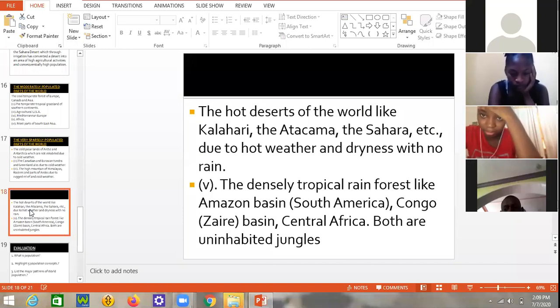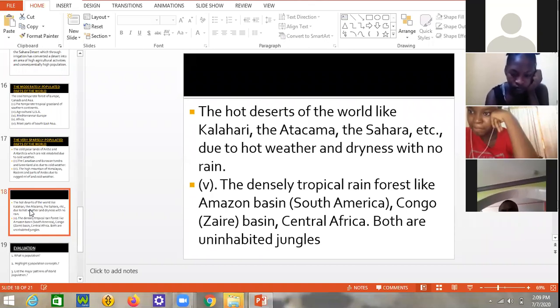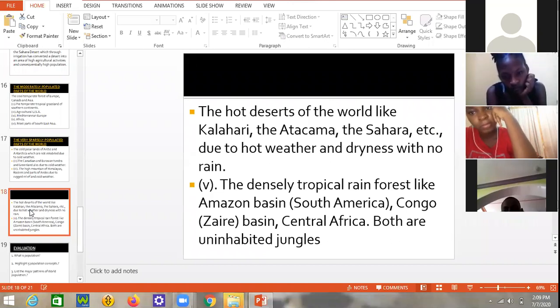So because the weather is not too conducive for human habitation, very few people are living there. That is why, in terms of land area, Niger, which is in the Sahara, is bigger than Nigeria in terms of land. Are we together, please? So the Sahara Desert is very, very hot. As it were, people do not settle in those places.